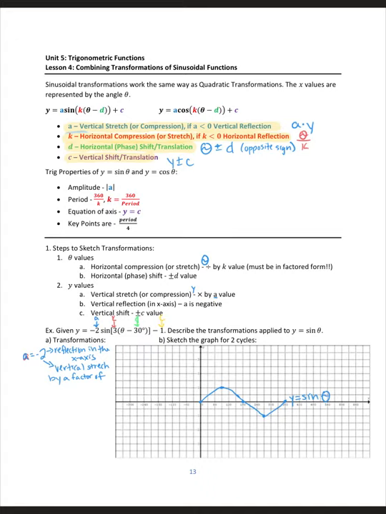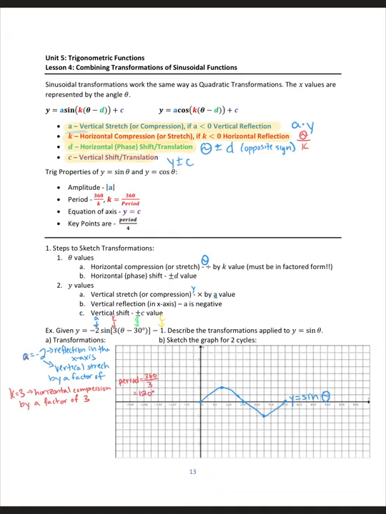What is our k value going to do? So k equals 3. This means we're going to have a horizontal compression by a factor of 3. Okay, our k value also helps dictate our period. So our period, if we were just going to put that over here, to find our period, we're going to take 360 and divide by that k value. So our period will be 120 degrees.